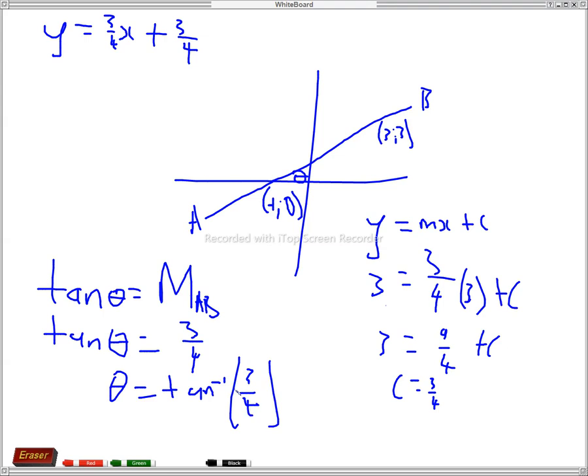So the inverse of tan 3 over 4, I get my answer as theta is equals to 36.8. Let me round it to 2 decimal places. It's going to be 36.87 degrees. So that is the angle of inclination. You understand? It is the angle of inclination. So you must know the following stuff, guys.